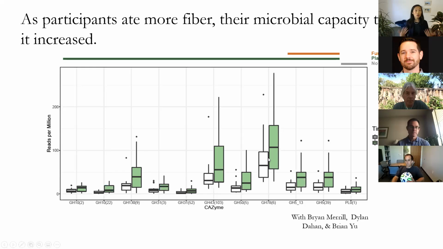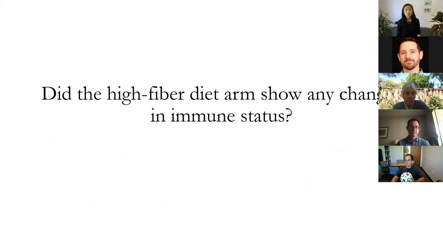So this suggests that there are changes in the microbiome that we're able to measure. People are better able to digest fiber. It suggests that if the intervention was longer, we might have seen more drastic changes. Okay, so we saw this change in high fiber microbial capacity. Did we see any change in immune status?